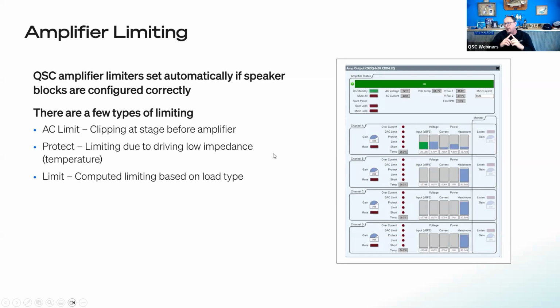So if you have a shorted wire condition, it's going to limit that output, whether it's driving into 0 impedance or very low impedance, like two wires shorted together. And then 4 ohms is whatever the coil of a speaker is, or 6 or 8. Limit is computed limiting based on a load type, so just depending on what that is, you'll set different limits in there with the digital amplifiers.